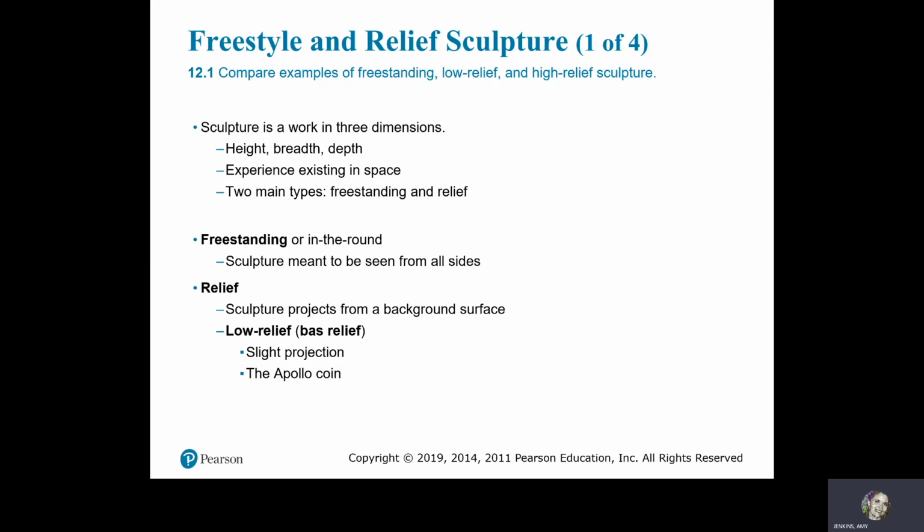So freestanding or in the round, sculpture is meant to be seen from all sides. With relief, sculpture projects from a background surface. Low relief or bas relief has a slight projection, like the Apollo coin.